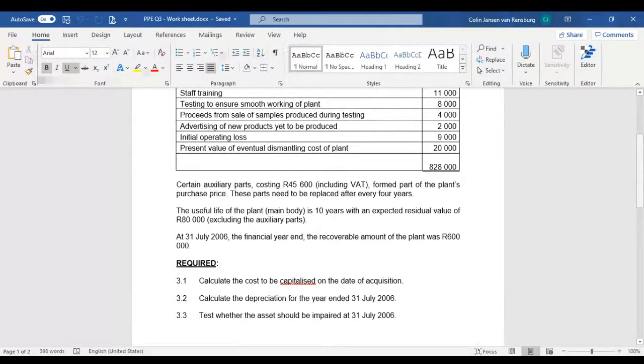Okay, so let's start with the first item. The first item is a purchase price. Does the purchase price form part of the cost? Yes or no?